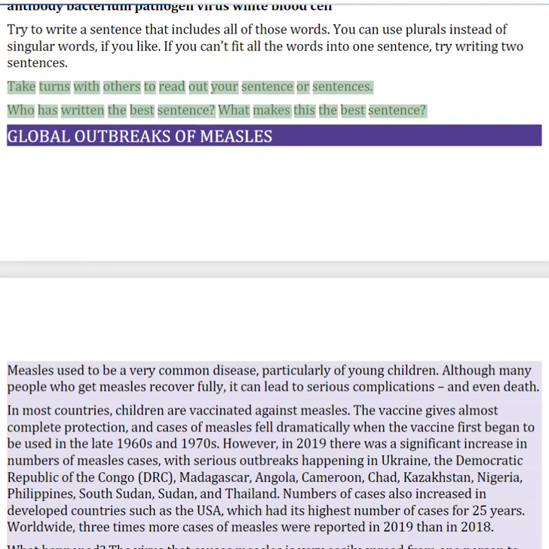Take turns with others to read out your sentence or sentences. Who has written the best sentence? What makes this the best sentence?